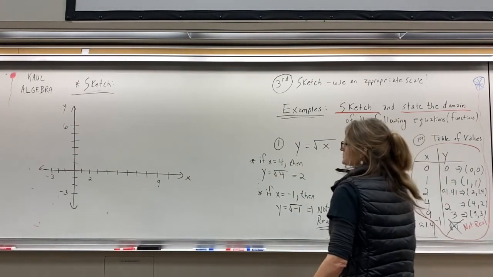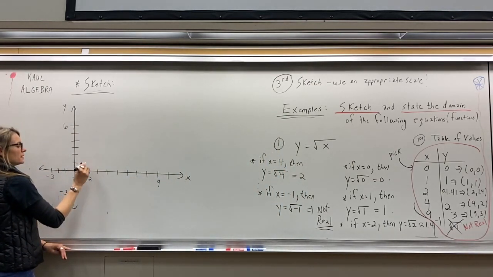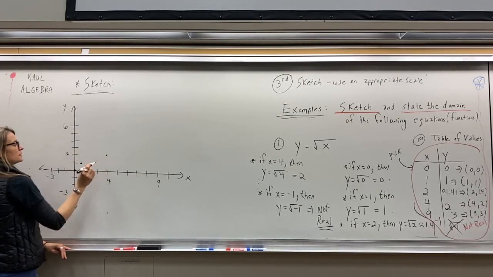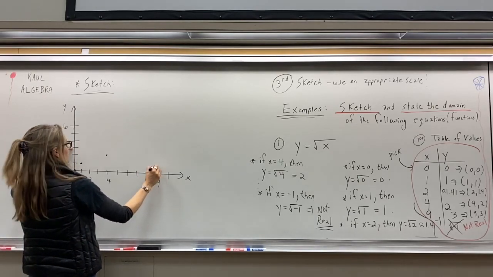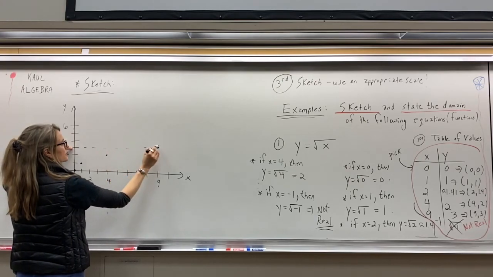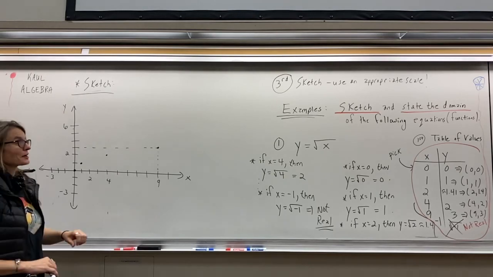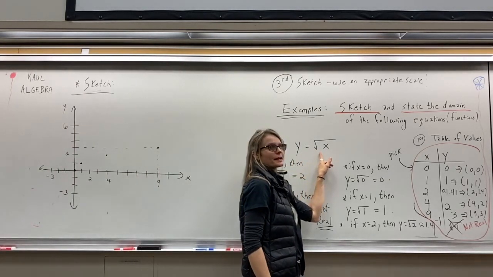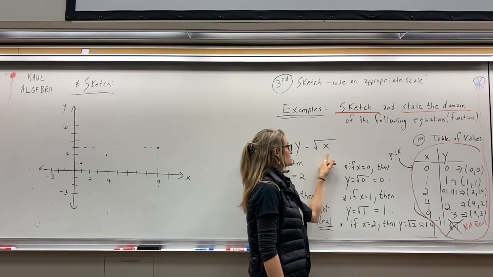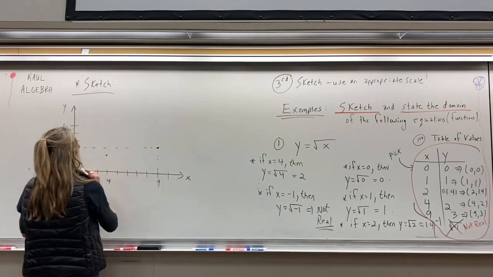So I'm going to plot some of the points I have. I have the point 0, 0 here. Then I have 1, 1. Then I have 4, 2. And then I have 9, 3. So here we go. And I could go on, right? We could go on and pick an infinite number of perfect squares, 16, 25, 36, 49, and on and on and on.